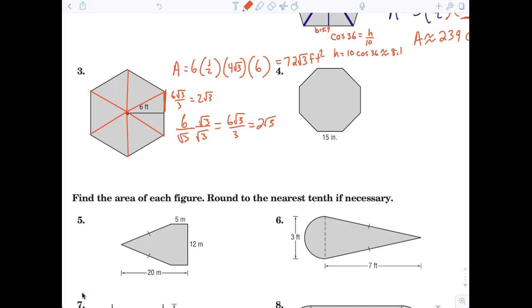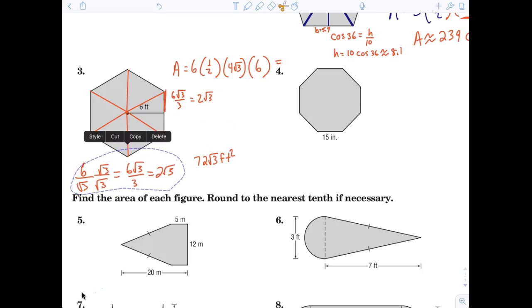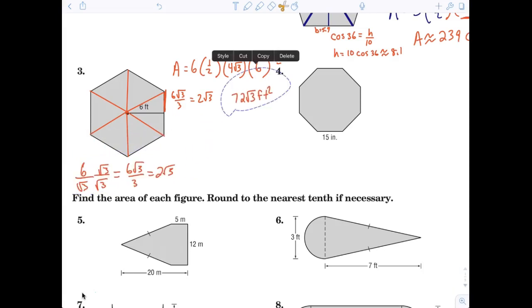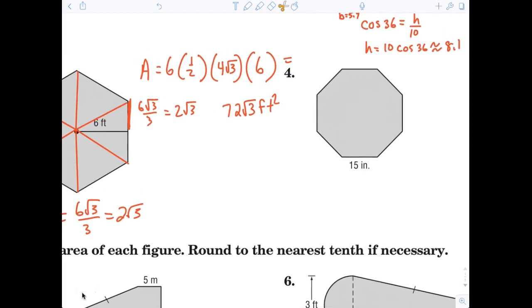That's what we're talking about on question number 3. I want the exact answer on a hexagon. All right? Anybody have any questions? I'll go ahead and put it down here. All right. Anybody have any issues with that? It's really simple. Dividing into triangles.